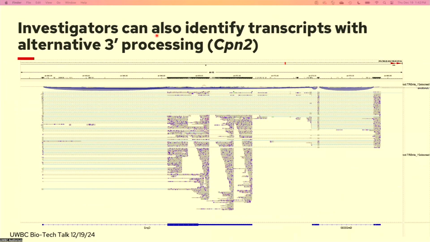We can also use long read sequencing to identify transcripts with different 3' end processing. So I found this gene just looking for random genes for another project, the CPN2 gene. And we see, again, this is our RefSeq transcript isoform.